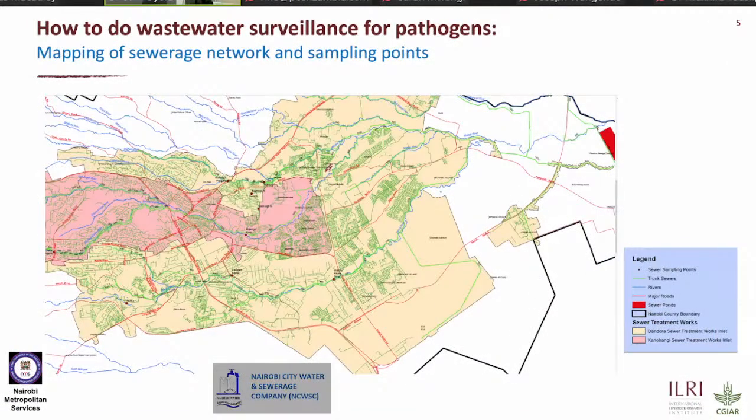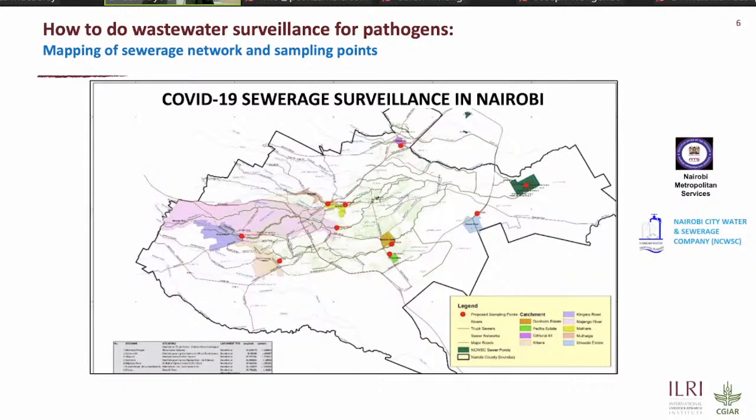And so after you have mapped the sewerage network, the next step is deciding on where you are going to sample. The sampling points that you are going to decide on should be strategic points that cover specific epidemiological zones or the catchment populations. And so you choose the convergence points where you know that the sewer line will cover a given set of populations.